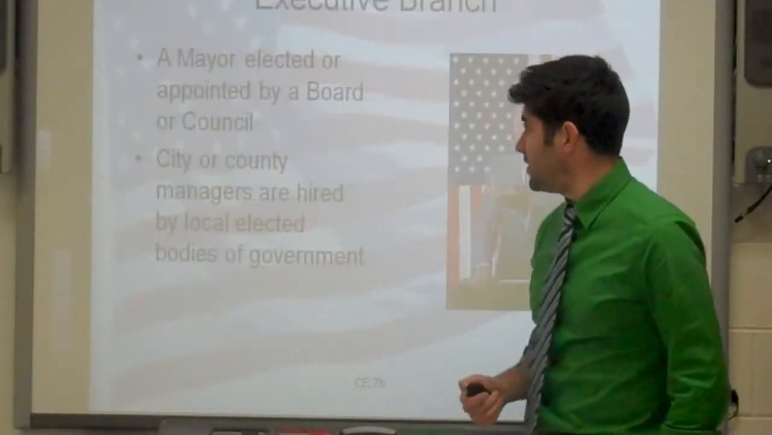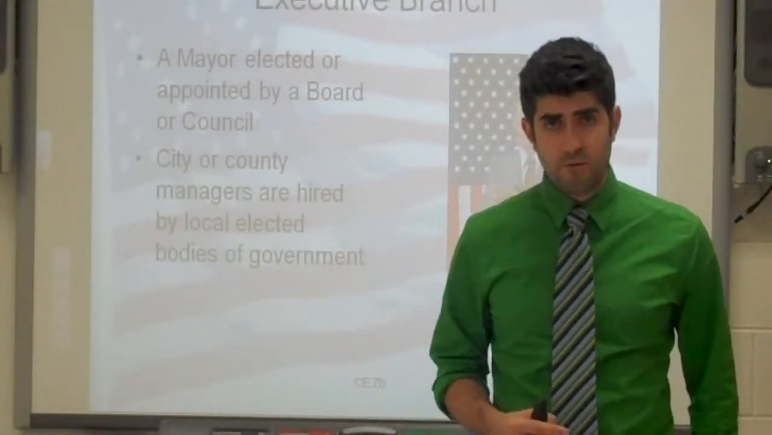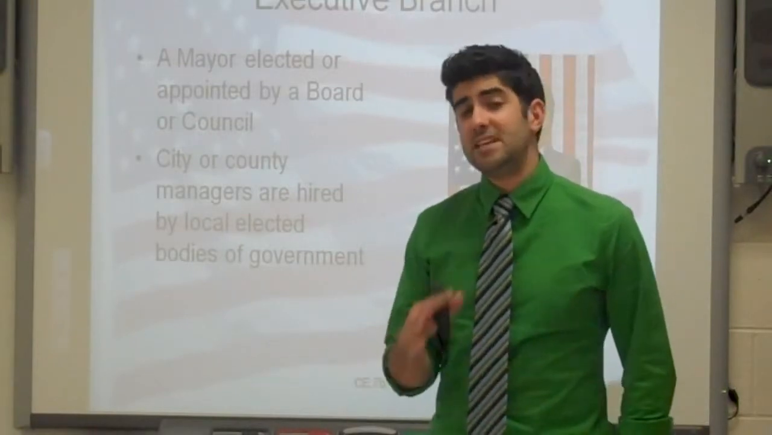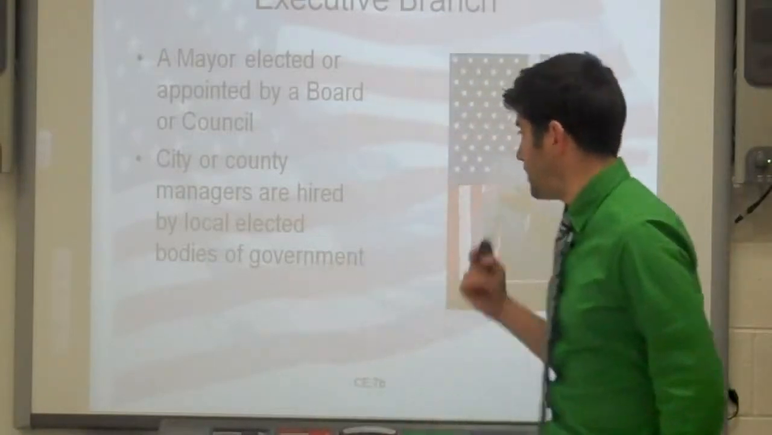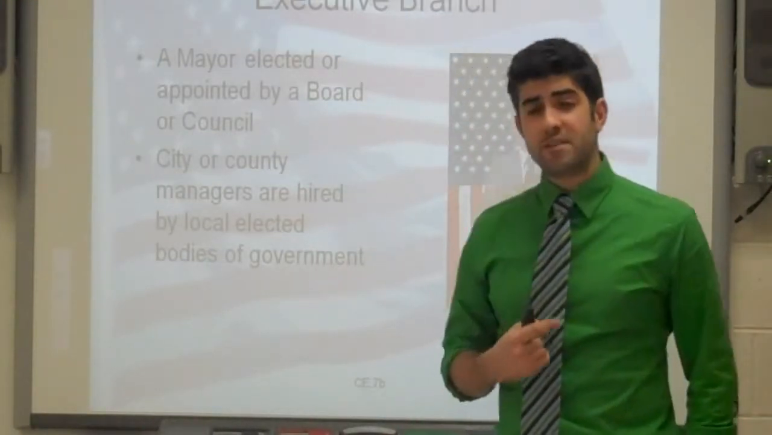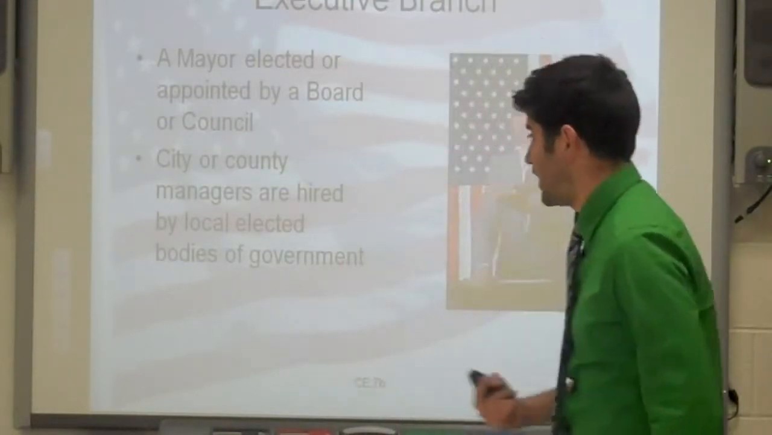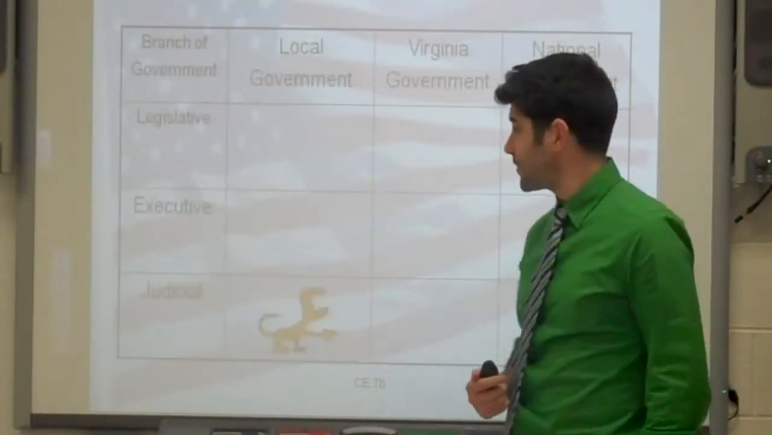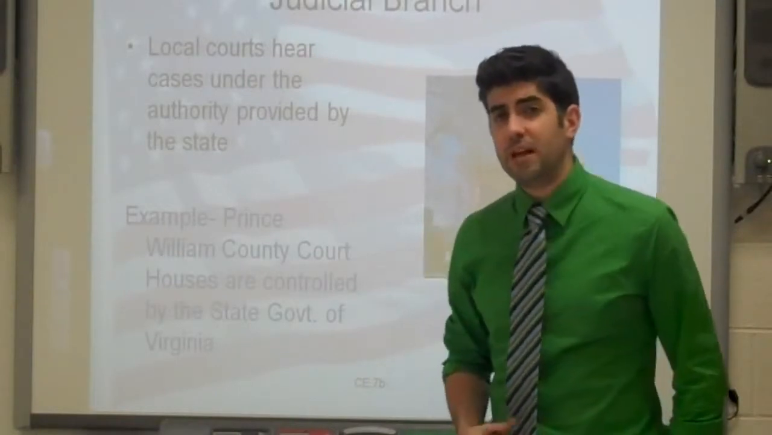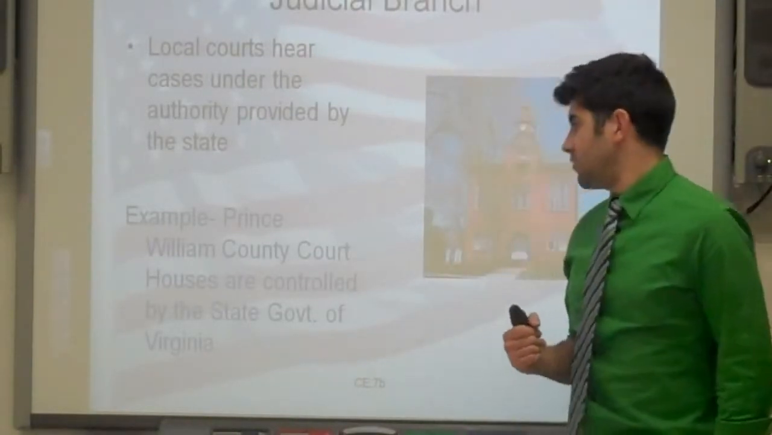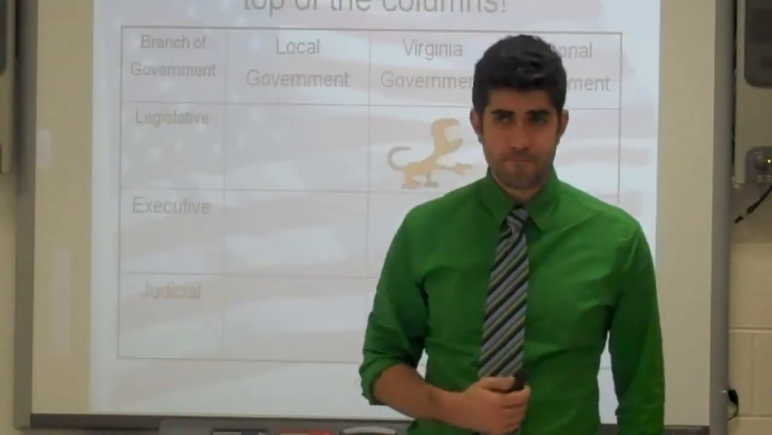The local executive, depending on where it is in a county, would be the chairman of the Board of Supervisors. If we're looking at local like a city or a town, the local executive would be what we view as a mayor. These local governments may hire a manager, a city or a county manager, to help carry out the process of running your local bodies of government. And then, of course, your local judicial branches. Local courts hear cases provided by the authority of the state constitution. For example, Prince William County has local courts in the city of Manassas.